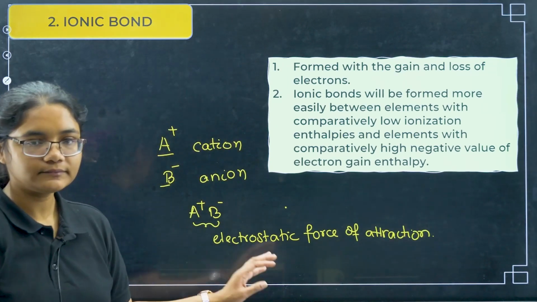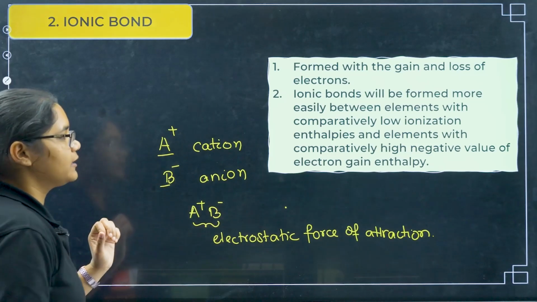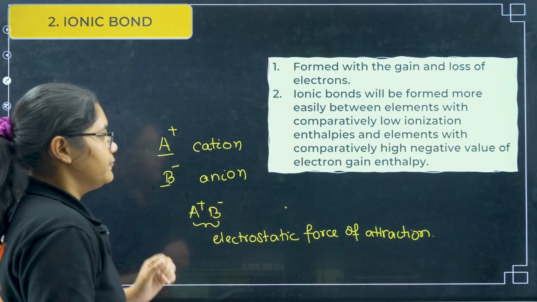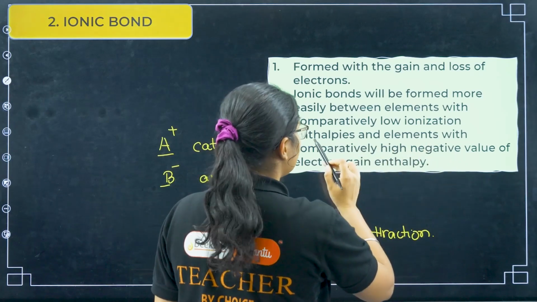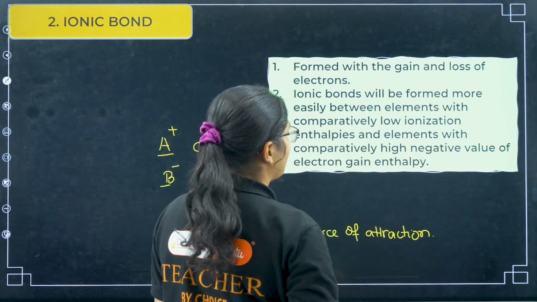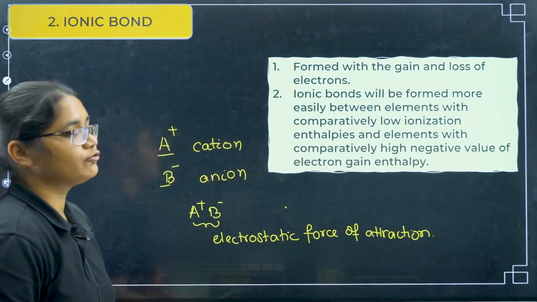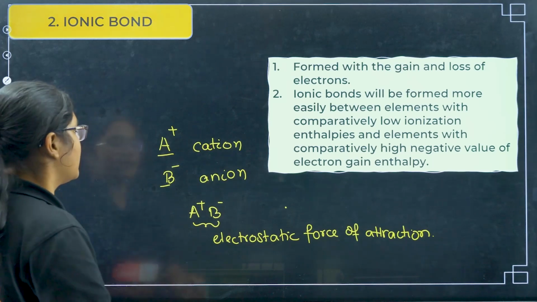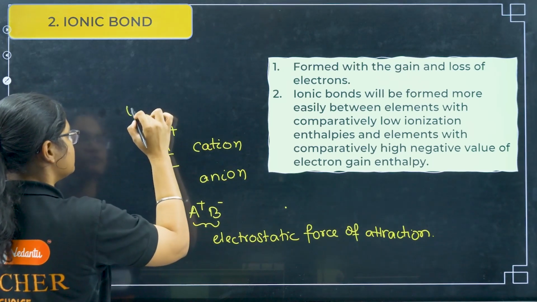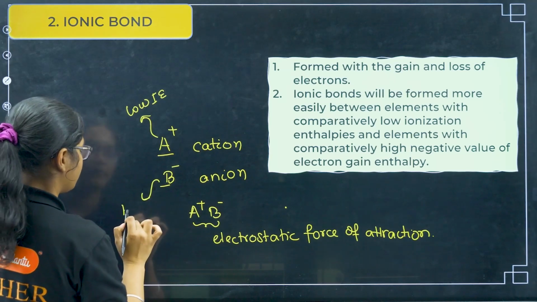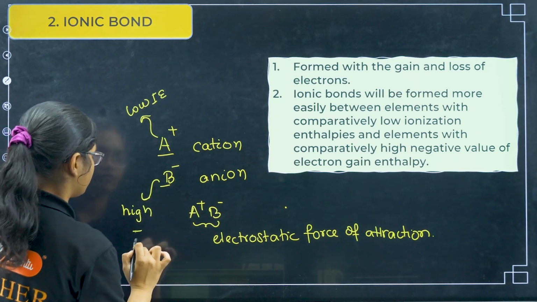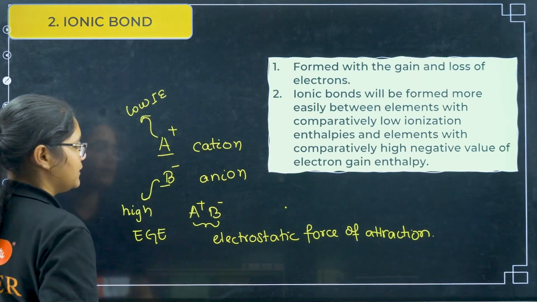Okay, clear? So this is your ionic bonds. Now, ionic bonds are formed more easily between the elements with comparatively low ionization enthalpy and comparatively high negative electron gain enthalpy. So A+, the one which is losing the electron, should have low ionization enthalpy, and this one should have high electron gain enthalpy.